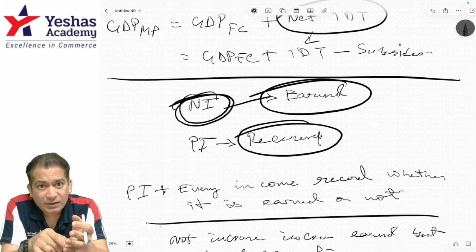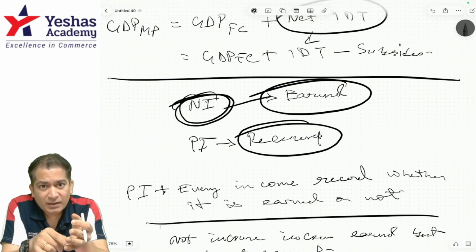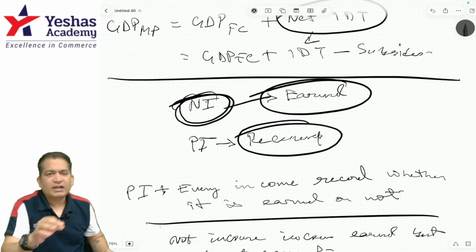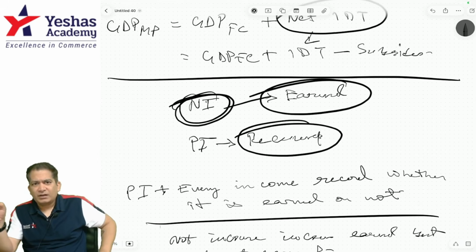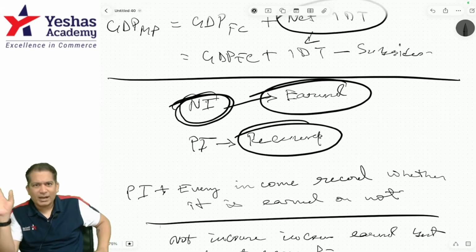You have earned it, yes, but have you received it? No. But since you have earned it, it will be added to the national income. But have you received it? No. So it will not be added to the personal income. So national income, I'll again say, is the income earned and received, and earned but not yet received. Both will be added.